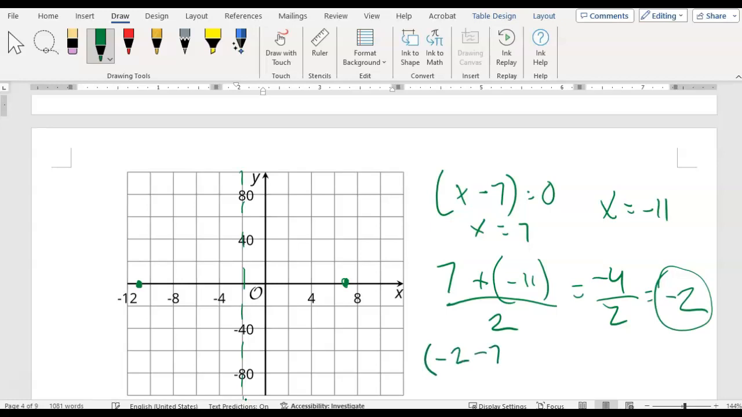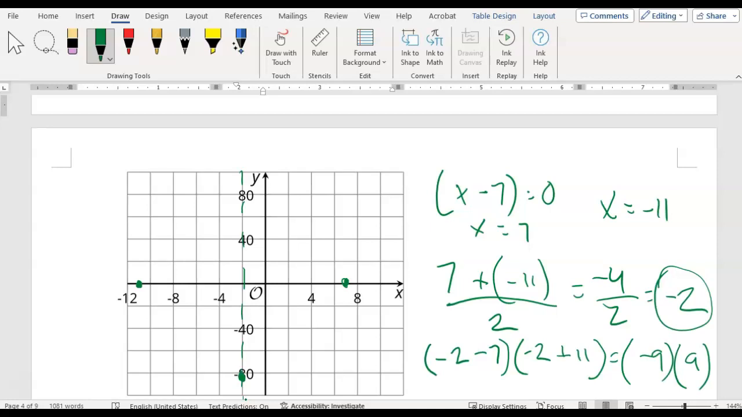So negative 2 minus 7 times negative 2 plus 11 equals negative 9 times 9, which is 81. So that's why it goes all the way down to 80 here. So it would be just below this 80 mark that my vertex would be. And so then I can draw my vertex.